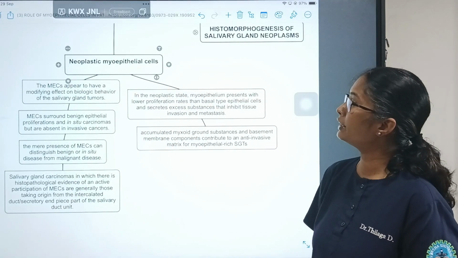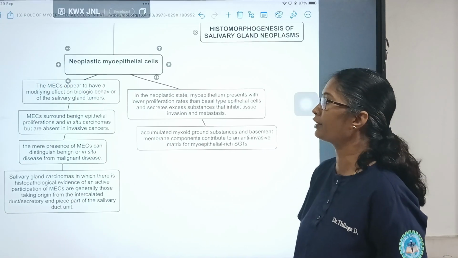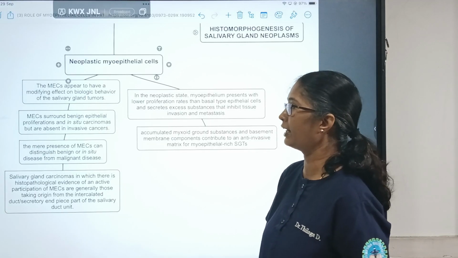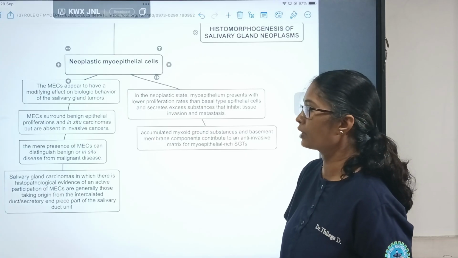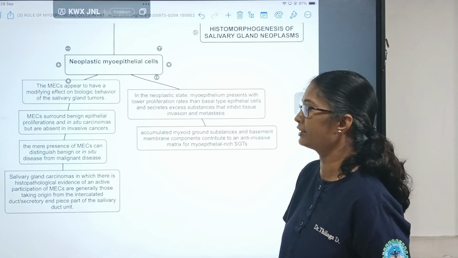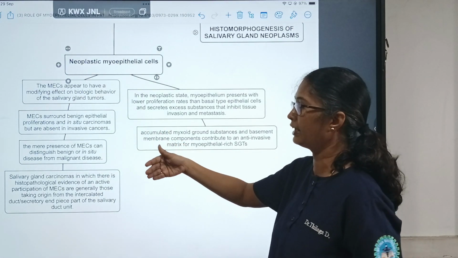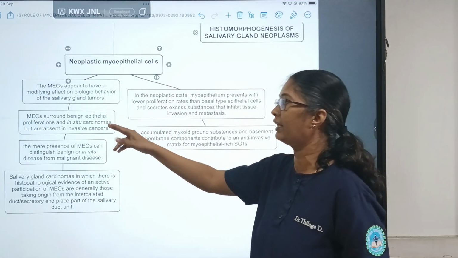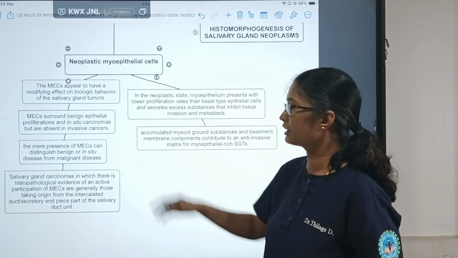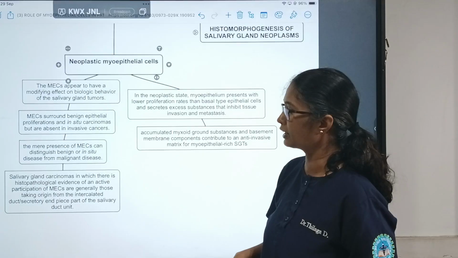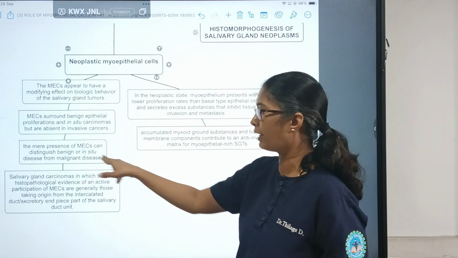Then we will see about the neoplastic myoepithelial cells. The myoepithelial cells appear to have a modifying effect on the biologic behavior of salivary gland tumors. Myoepithelial cells surround benign epithelial proliferation and in situ carcinomas but are absent in invasive cancers. This statement is very important because when we see a histological slide of a salivary gland tumor, if myoepithelial cells are present, we can classify it directly as a benign lesion, whereas if they are not present, we can classify it as malignant. The mere presence of myoepithelial cells can distinguish benign or in situ disease from malignant disease.